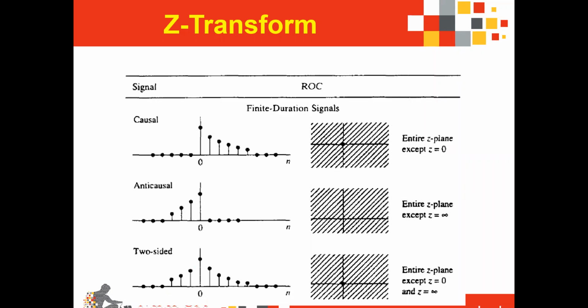Ito ngayon yung summary ng region of convergence na binabanggit ko sa inyo. So, kapag right-sided na exponentially decreasing, the region would be the entire Z-plane except Z equal to 0. Ito yung summary na. Ito pa.